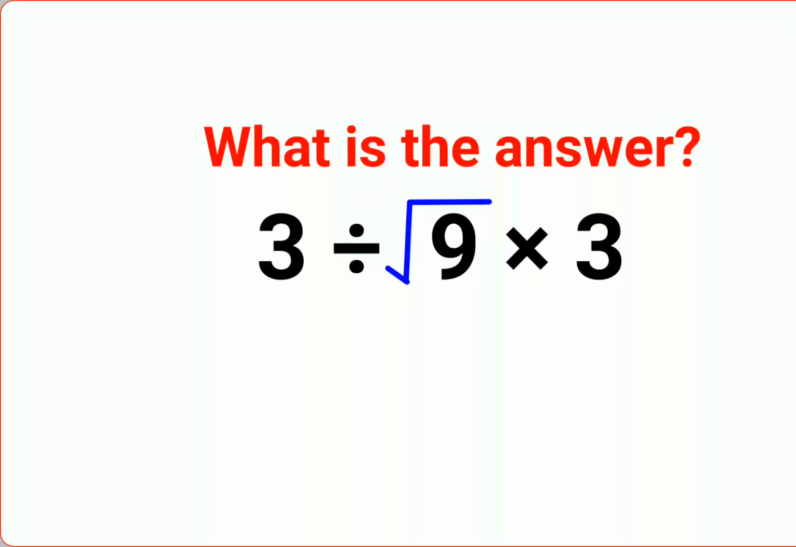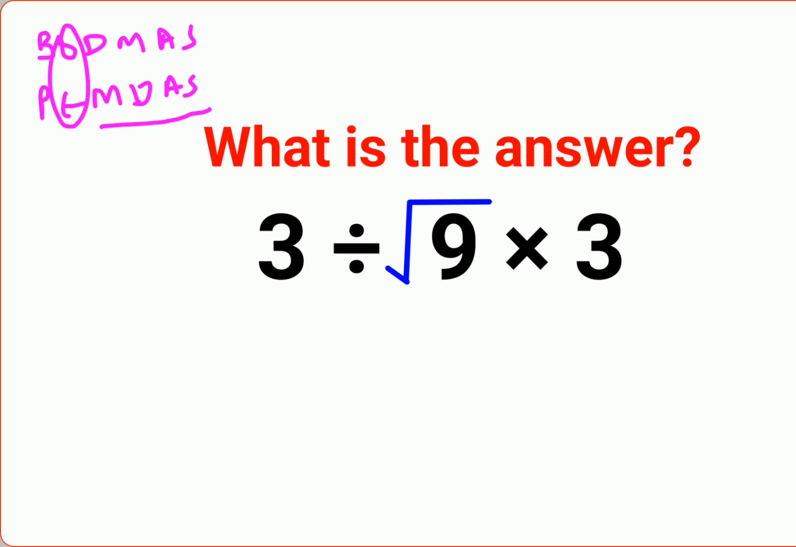Welcome everyone. So today we are going to solve a very nice problem, which is 3 divided by root 9 equals to 3. Sorry, into 3. So in this kind of situation, you need to always remember that BODMAS or PEMDAS, whatever you are following, both of these always give a lot of importance to orders or exponents. This has to be done before you even begin with the operations of multiplication, division, addition and subtraction.